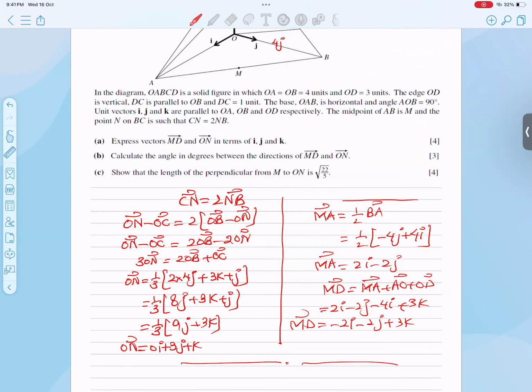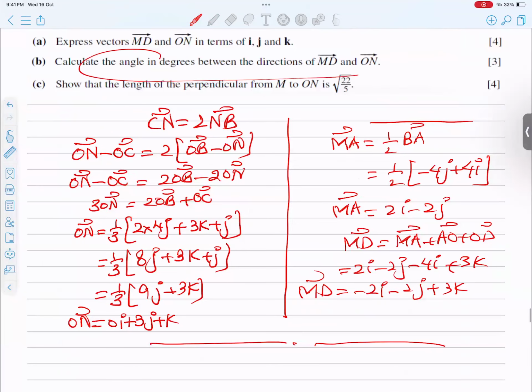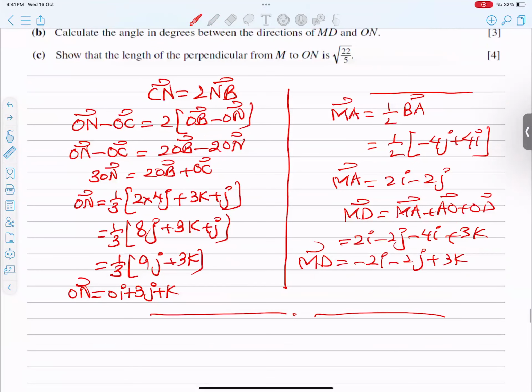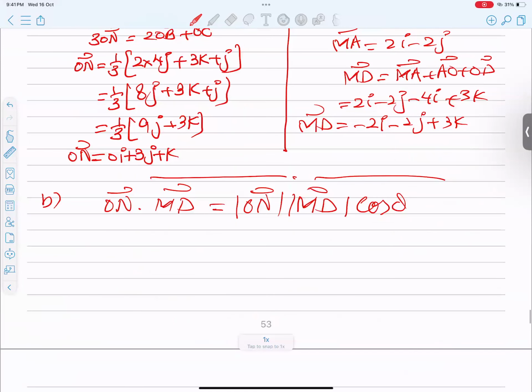Let's go for part B. Part B is asking for the angle between both MD and ON. Nothing hard for us. ON dot MD is equal to the ON magnitude times the MD magnitude times cos of the angle between them. So this vector dots this vector, here magnitude times this.